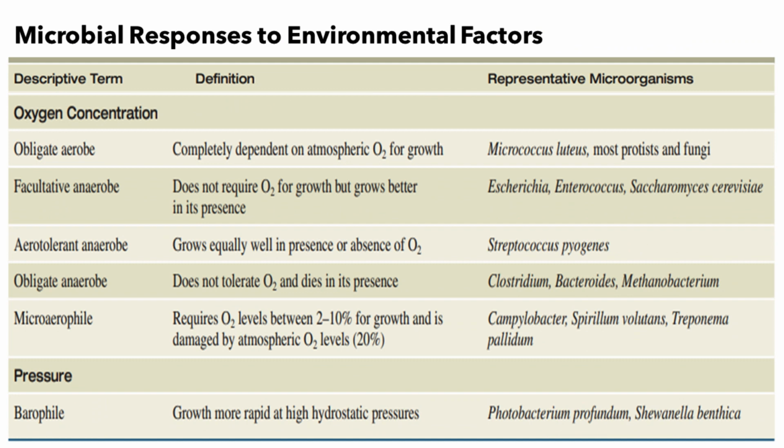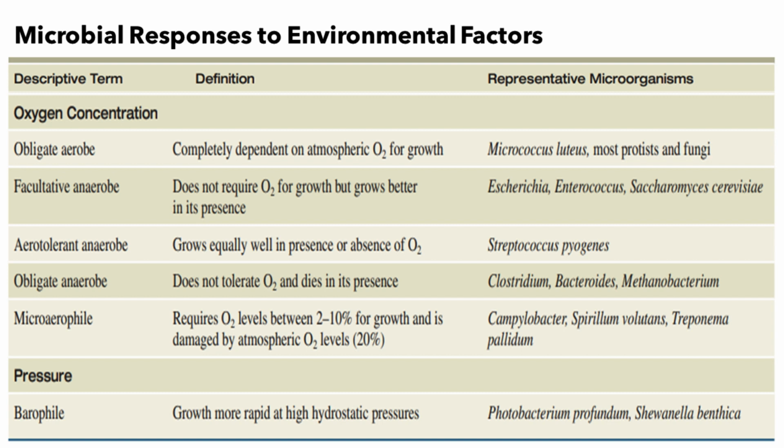Obligate aerobe, completely depends on atmospheric oxygen for growth. For example, Micrococcus luteus. Facultative anaerobe, does not require oxygen for growth but grows better in its presence. For example, E. coli. Aerotolerant anaerobe, grows equally well in presence or absence of oxygen. For example, Streptococcus. Obligate anaerobe, does not tolerate oxygen and dies in its presence. For example, Clostridium.